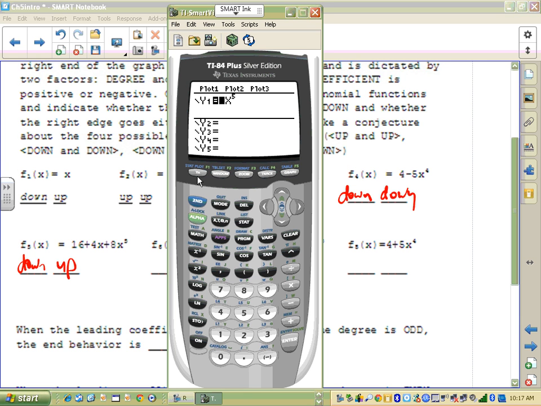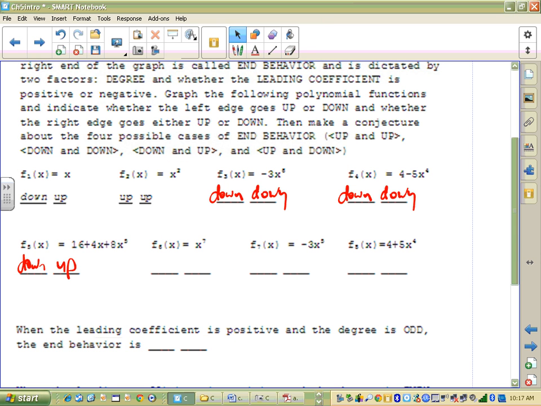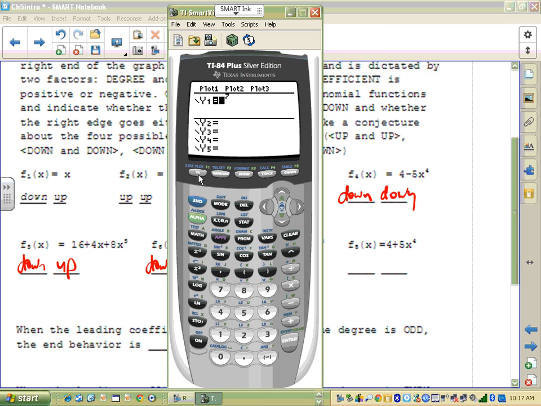X to the 7th. On the left goes down, and on the right goes up. So that one's down and up. Negative 3x to the 5th. Remember what a negative out front does. It inverts something.